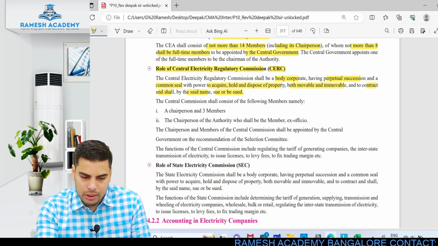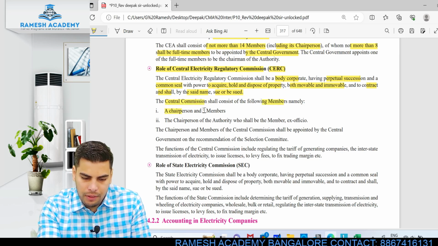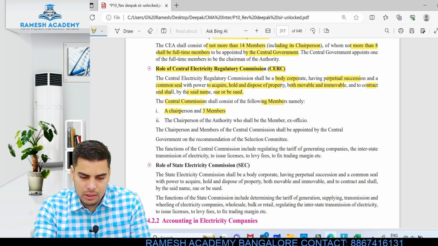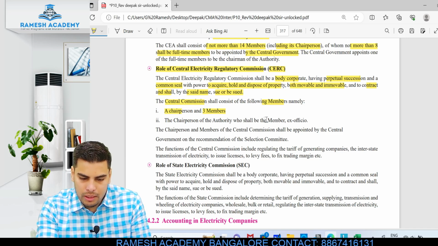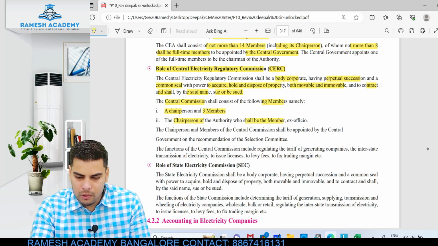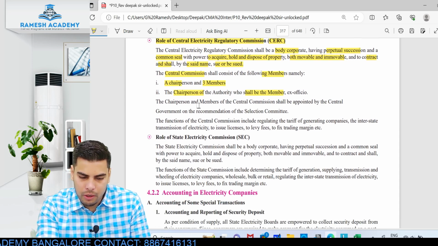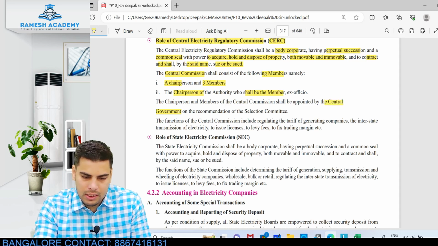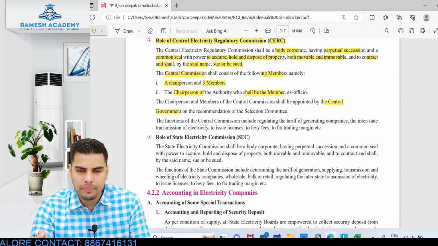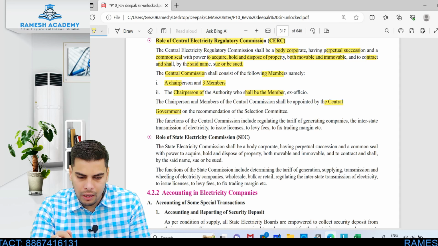Electricity Regulatory Commission. The Central Commission shall consist of the following members: a chairman and 3 members. The chairman of the authority shall be a member ex officio. So the chairman also will be a member, in addition to these other members. The chairman and members of the Central Commission shall be appointed by whom? By the central government, because this is the Central Electricity Regulatory Commission, right? Correct. So all these members and the chairman will be appointed by the central government.